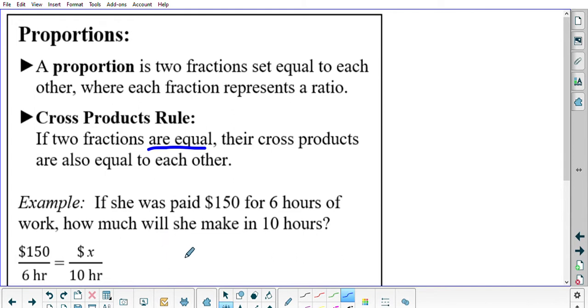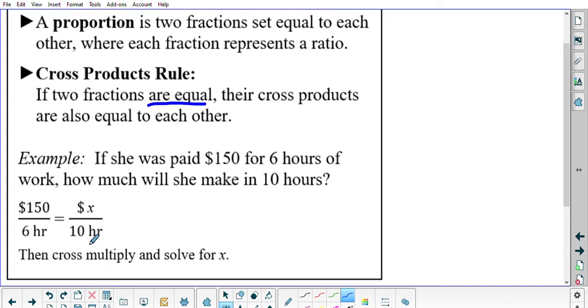So for example, if somebody was paid $150 for 6 hours of work, how much is this person going to make in 10 hours? So we can say $150 over 6 hours equals X dollars over 10 hours. And then we could cross multiply to solve, and then eventually solve for X. We could take 10 times 150, 6 times X, and then from there we get to solve for X by using inverse operations, because we're going to have 6X. So we'll eventually divide by 6 on both sides. And so that's what we call a proportion. And the cross products rule is one way, a very easy way, of getting started on solving proportions.